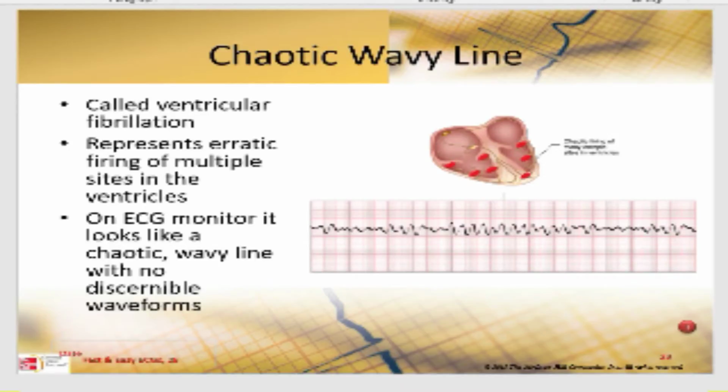If you have a chaotic, wavy-looking line, this is VFib, ventricular fibrillation. And remember, we've said in just about every chapter, this is a life-threatening dysrhythmia. The way to correct this is with defibrillation. So you're going to have to shock someone's heart to get it out of this chaotic-looking rhythm. And you have to do that very promptly.